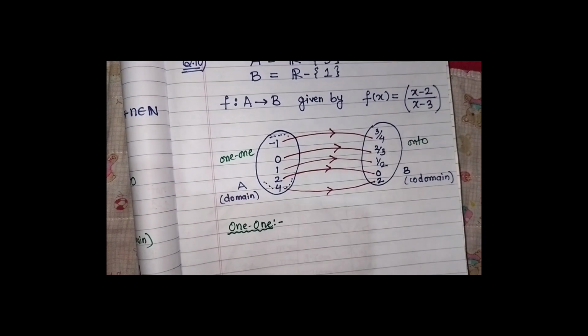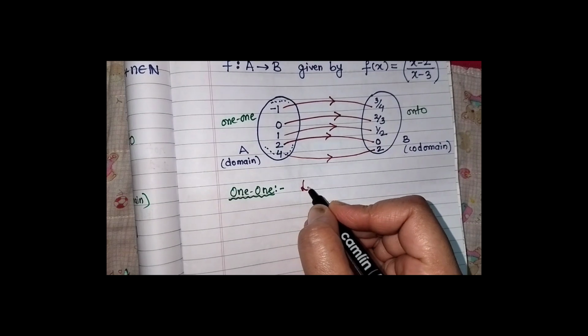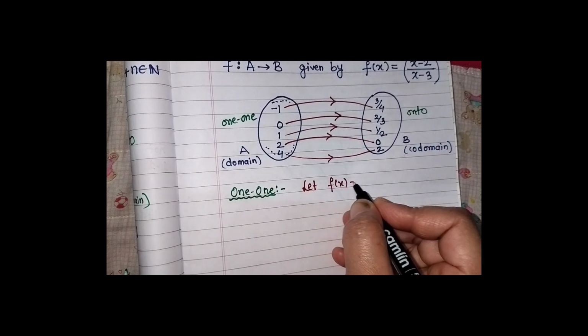Now, we will prove how it is 1-1 and how it is onto. So for 1-1 we will start with, as you know we have to start with the definition. Let f of x is equal to f of y.